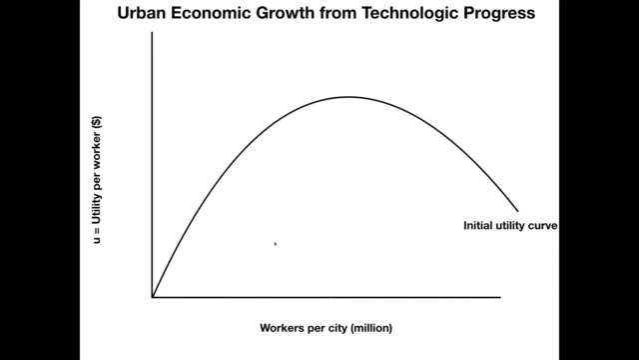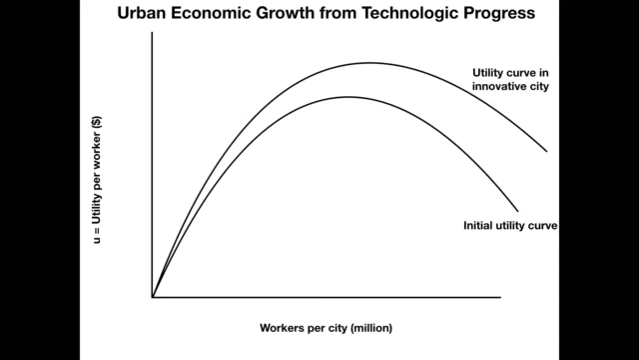Realize that if technological innovation, technological progress, some type of innovation occurs and it's an innovative city, this curve shifts upward. So this is the new utility curve when the innovation occurs. And what I want you to realize is, what does this do to the utility per worker? So if we're at 5 million workers, you can see here that we end up seeing an increase in utility per worker due to the fact that this innovation occurs in this particular city.